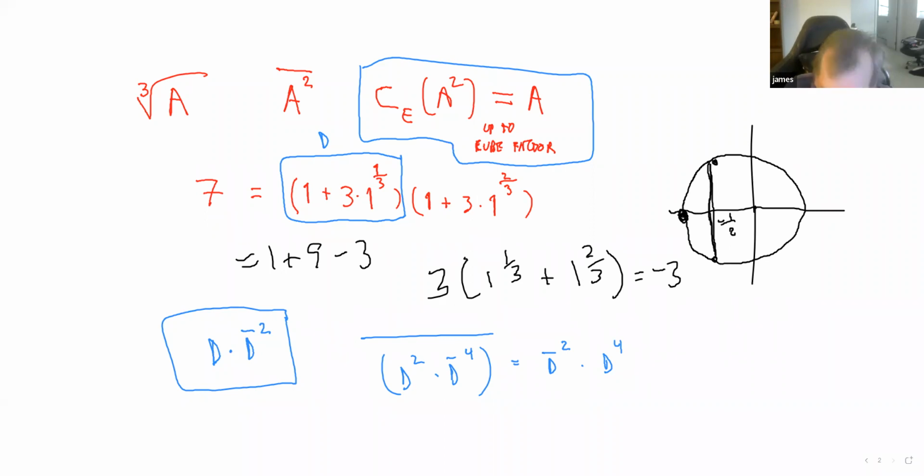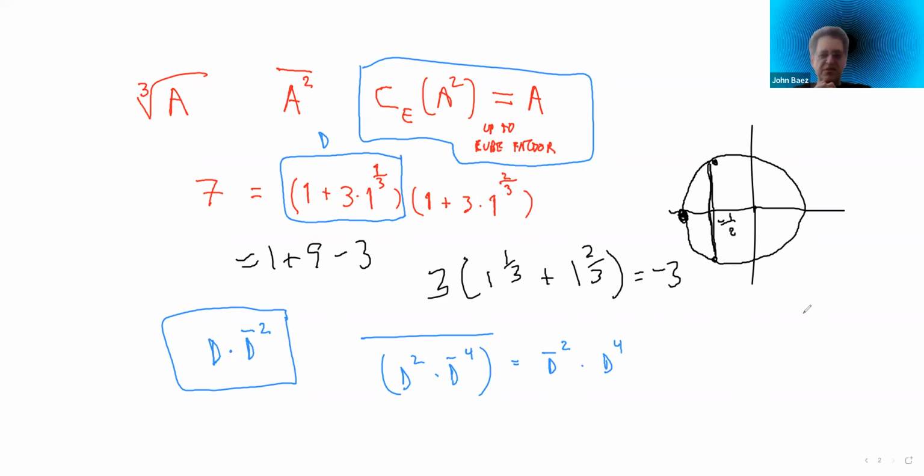So this is a kind of lowbrow answer to this lowbrow question, but now we're going to try to understand this in a somewhat higher brow way using our so-called Tannakian philosophy.